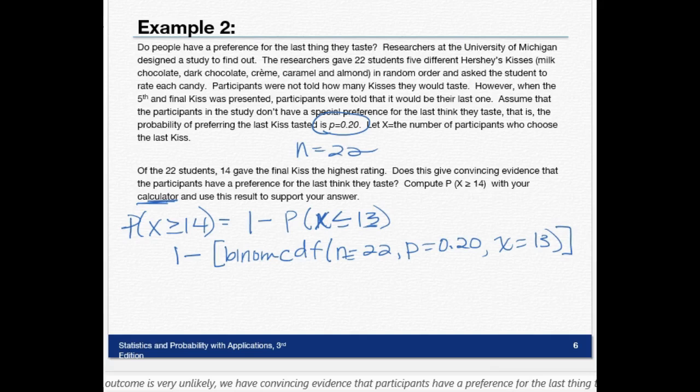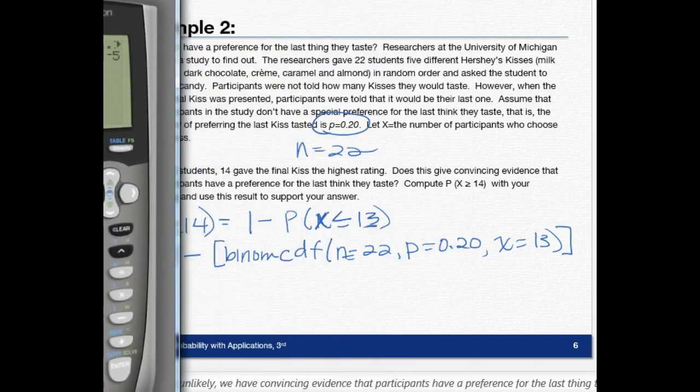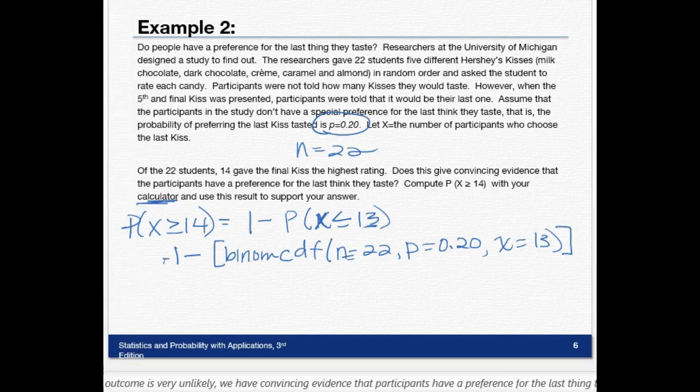Watch this. So I can do 1 minus second vars to get to binomial CDF. Number of trials is 22. The p-value is 0.2. And the x value was 13. So notice it did that. Now, be very careful. This says 1.01 times 10 to the negative 5. Okay, 10 to the negative 5 means that there's 4 zeros in front of that 1. So what does that mean? That means it goes 1, 2, 3, 4, 1. That's the answer here.